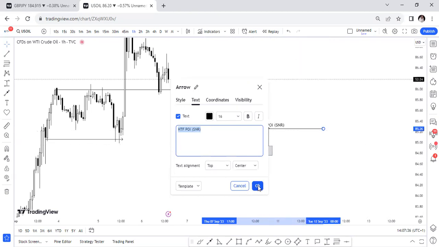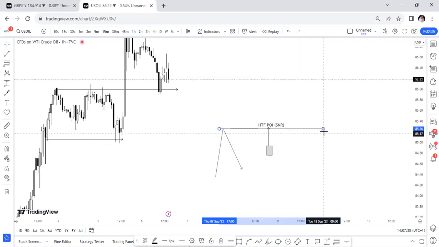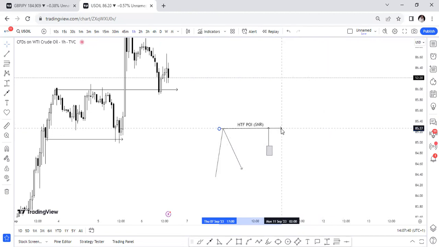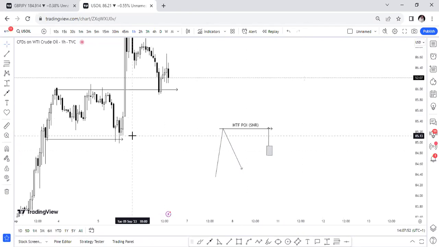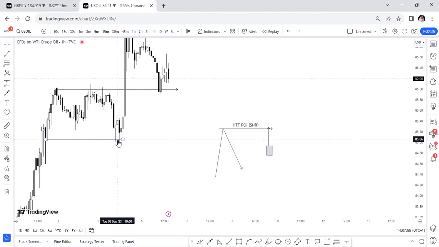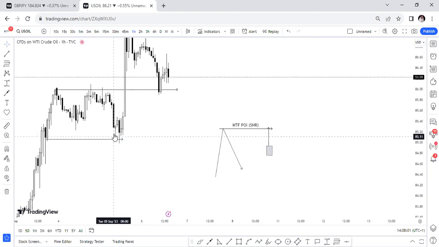So this serves as your higher time frame point of interest. Once price taps into the POI and you get a rejection of the POI, what do you do? You don't waste any time anymore. Like what happened here in 1 hour, if you are a scalper, you quickly use this as your setup signal.